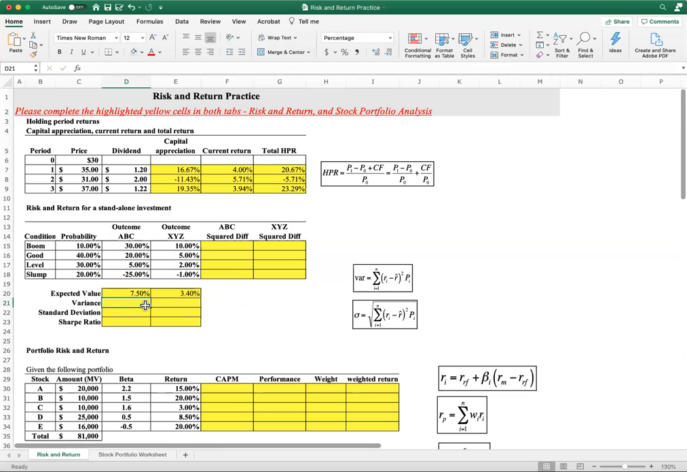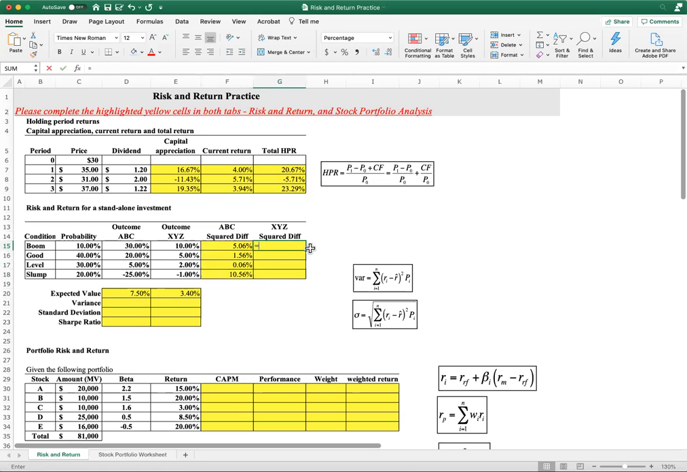The variance is essentially the squared differences, okay? Write this down: squared differences between each probable outcome and the expected value, okay? So this is what we're going to do. Equals the outcome of boom minus the expected value, and we're going to press F4 to lock the cell, okay? And then square it, right, to the second power. And simply, we can drag this down.